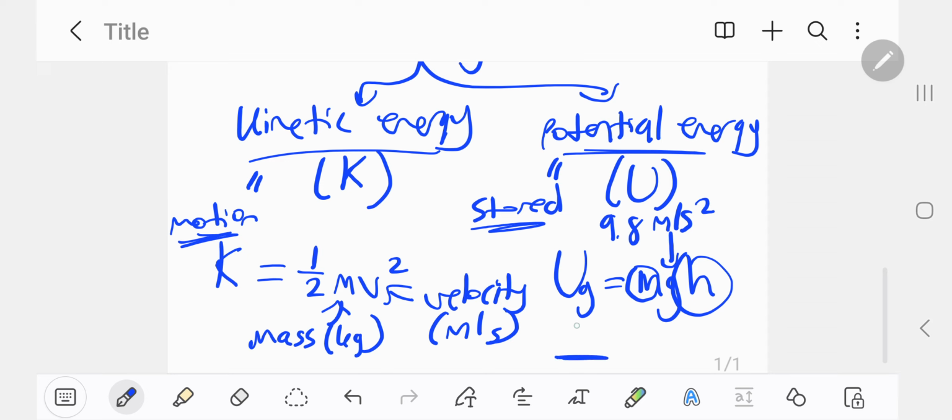So here's the Earth's surface. h is the height above which you raise something. Let's say the box, I lift it up 2 meters. This is h. If the box is on the Earth's surface, its gravitational potential energy is 0 because h is 0. 0 times g times m gives you 0.